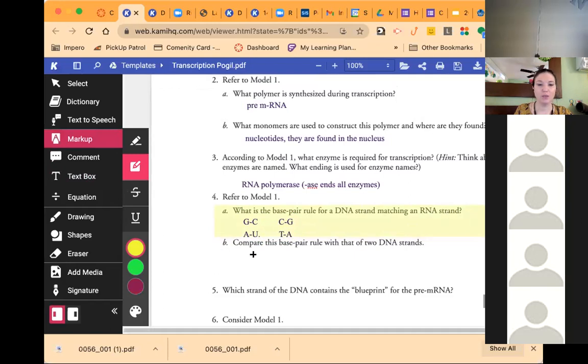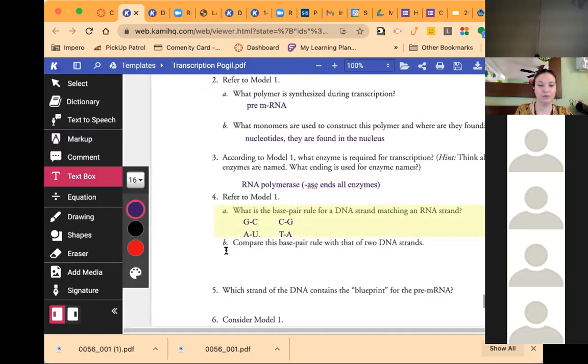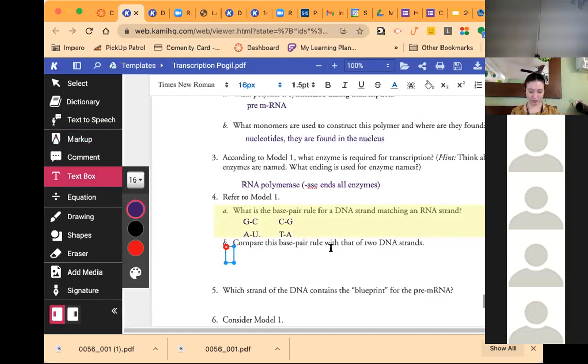Jillian, compare this base pair rule with that of 2 DNA strands. I didn't know exactly how to answer this, so I said that A pairs with the U. Yes. And that's different because in DNA, A doesn't pair with U, right? What does A pair with? T.